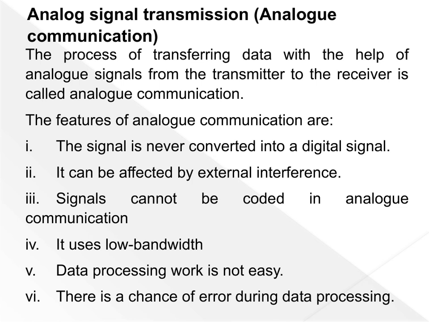Third, signals in analog communication cannot be coded in the same way digital data can be. This limits the flexibility in how we manipulate or secure the data during transmission. Fourth, analog communication generally uses low bandwidth, which means it requires less spectrum space, but also limits the amount of data transmitted at once. Fifth, when it comes to data processing, it's not always easy or straightforward with analog signals.